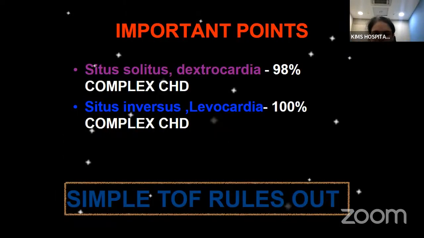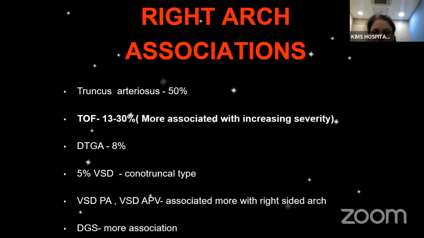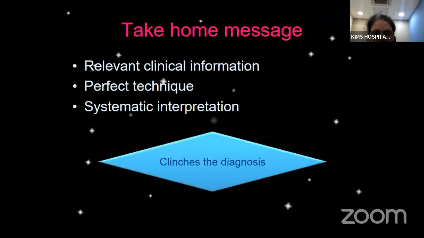So there is a simple rule of thumb. If we see situs solitus with dextrocardia, 98% of the times this must be accompanied by complex heart disease. Whereas if you see situs inversus, that is if the abdominal organs are inverted in position, with levocardia, it is 100% of the times accompanied by complex congenital heart disease. So if we see situs solitus with dextrocardia or situs inversus with levocardia, it is usually accompanied by complex congenital heart disease. So these are some of the associations with right-sided aortic arch.